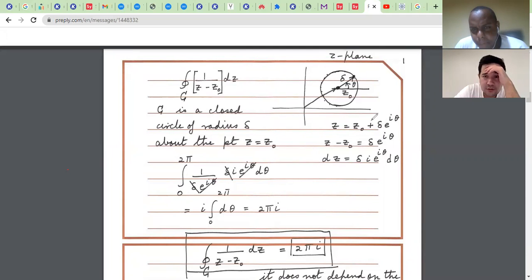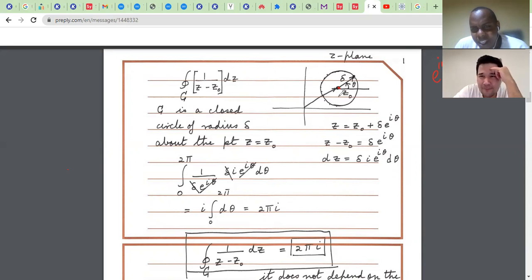We need to integrate along the curve, the contour, with z equal to z naught plus delta times e to the power of i theta. And remember, e to the i theta is this French guy's formula: cos theta plus i sine theta.